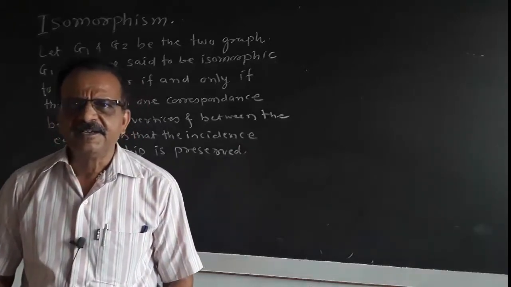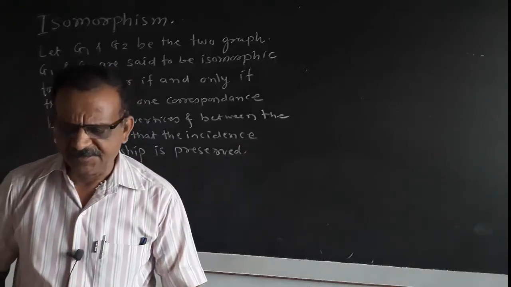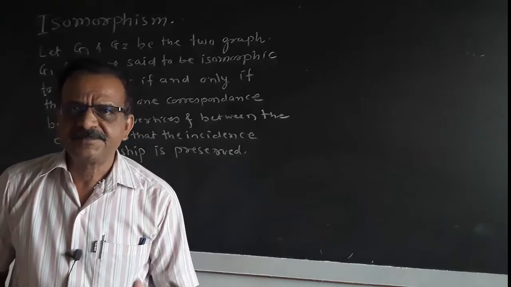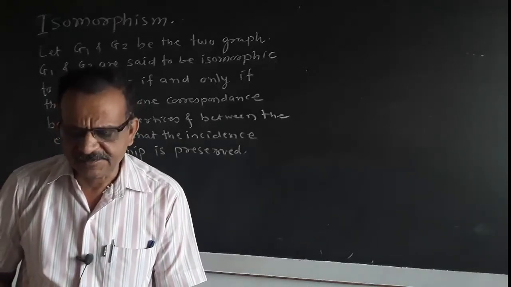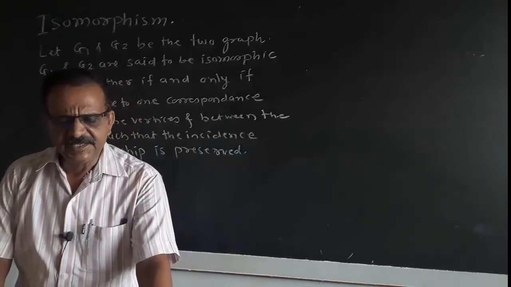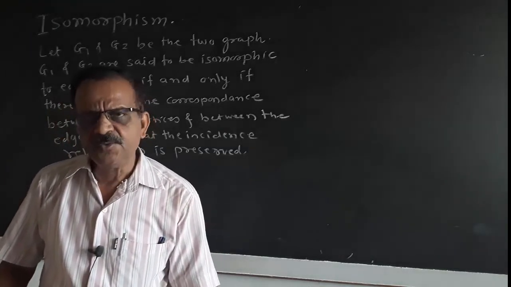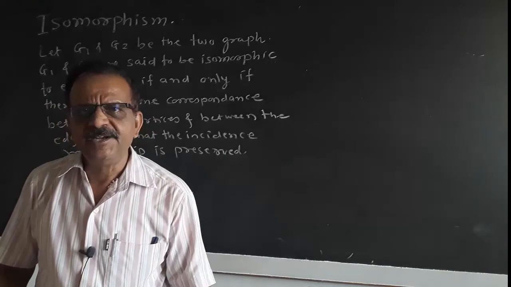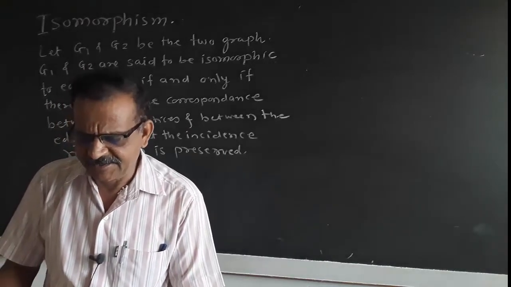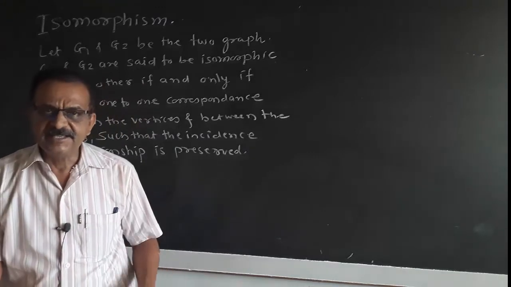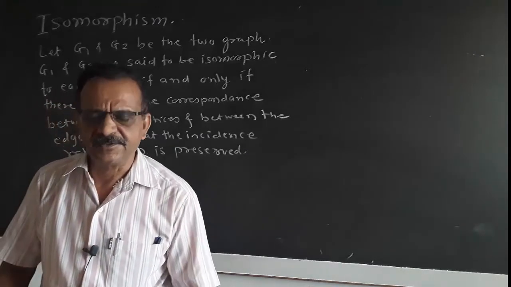Now, the definition of isomorphism of two graphs: the two graphs G1 and G2 are said to be isomorphic to each other if and only if there exists a one-to-one correspondence between their vertices and between their edges, such that the incidence relationship is preserved.